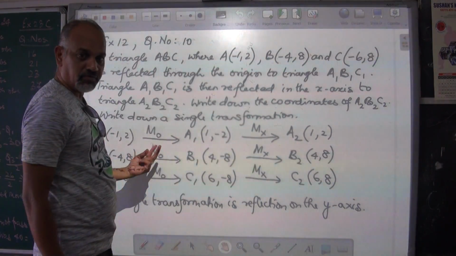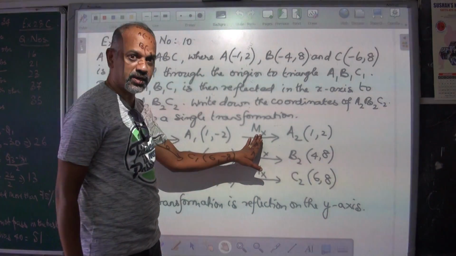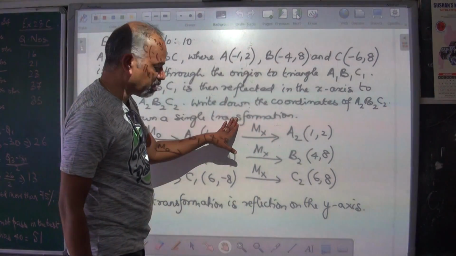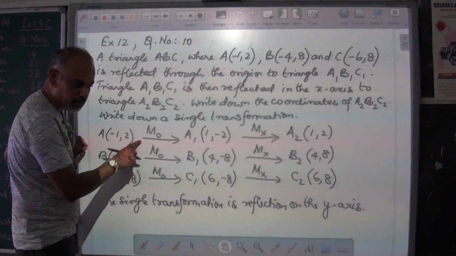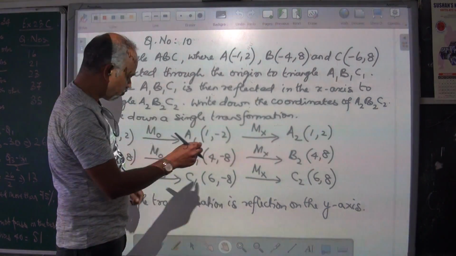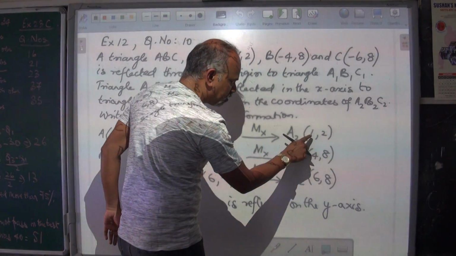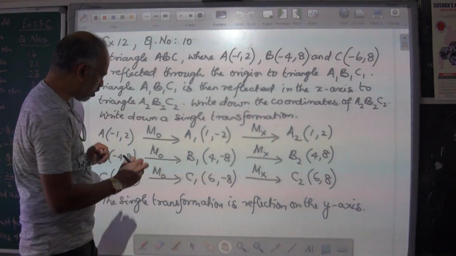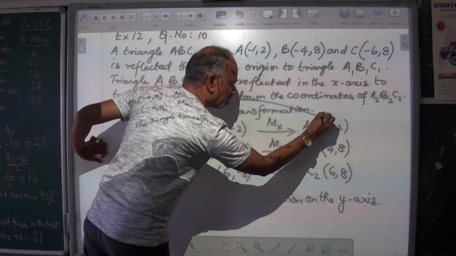See here, we have done 2 reflections. First you reflected in the origin and then you reflected on the x-axis. The question here is, write a single transformation, means what is the single reflection that will change your original point to the final point. So which sort of reflection will change A, whose coordinates are minus 1, 2, to A2, which is 1, 2? No 2 reflections, single reflection here. What will change this to this one?